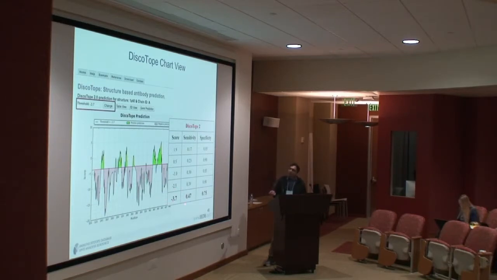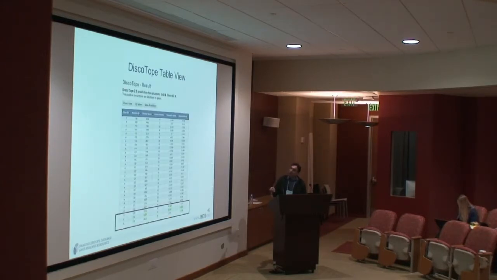So the default is minus 3.7. That again corresponds to 75% specificity. So if you click on table view, you will get residue-wise score, and different parameters that are calculated by Epitope are also shown, and then the final score, which is predicted by Epitope, is also shown here. And the predicted epitope residues are highlighted in green.